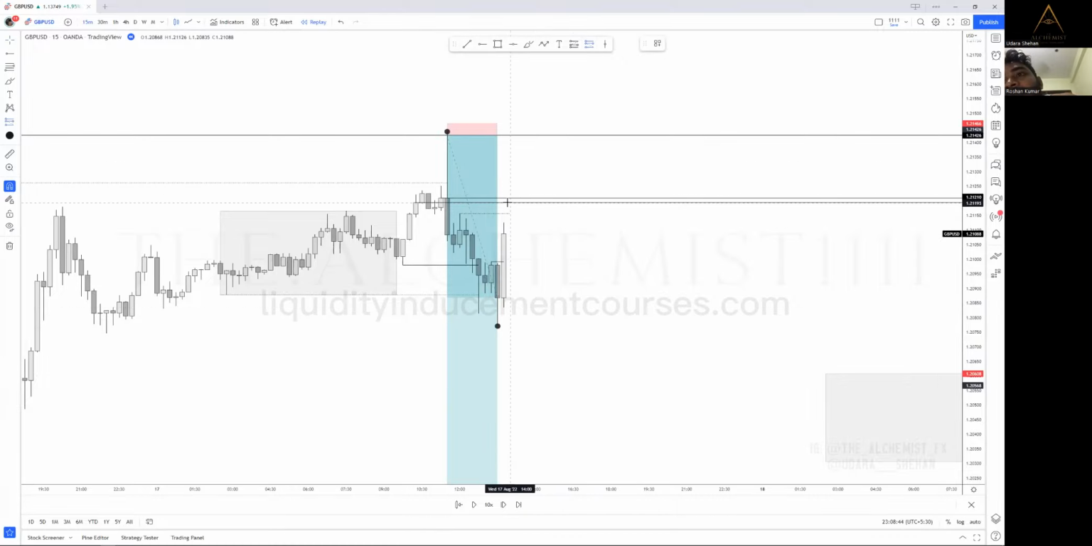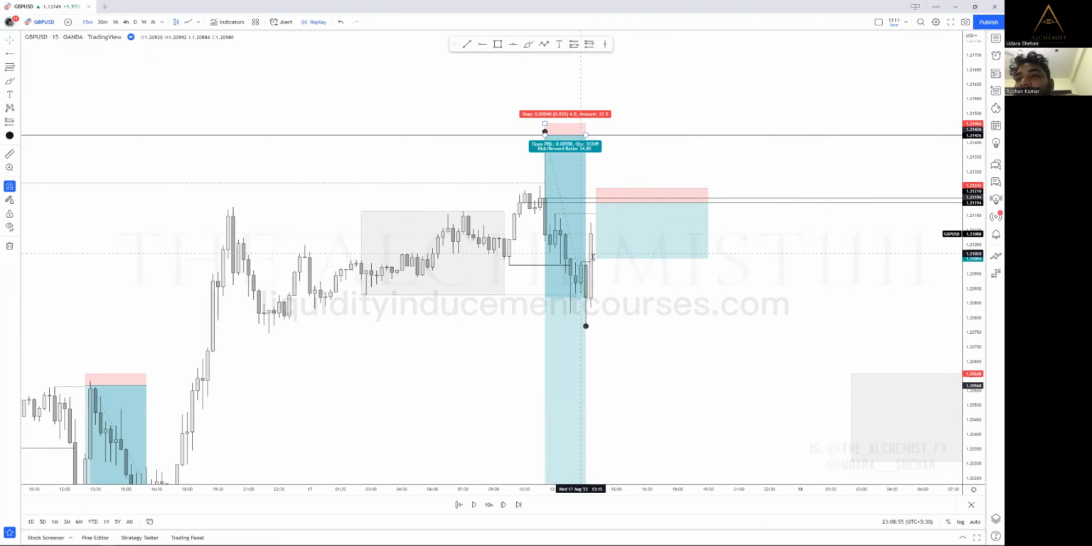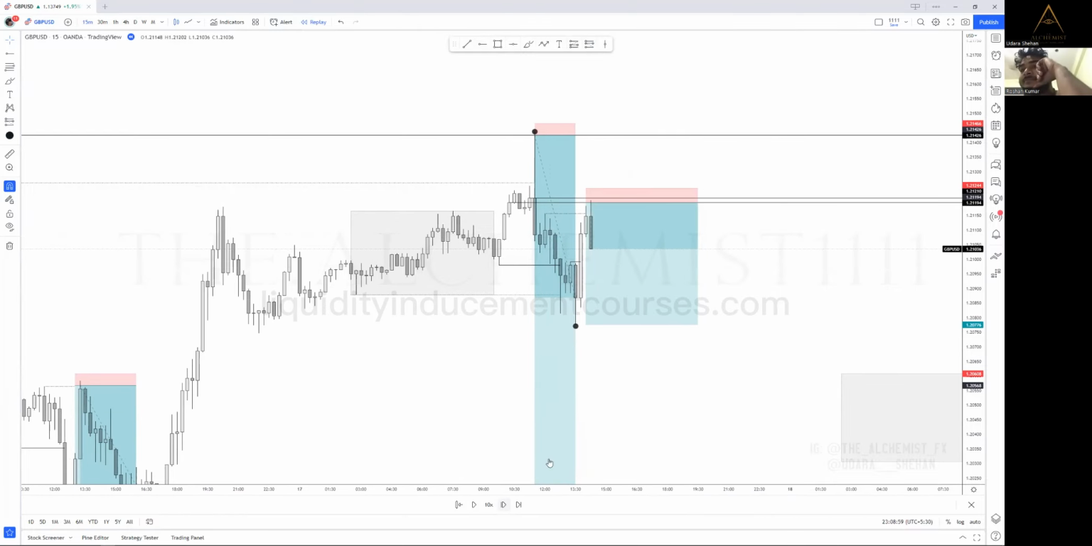This is what he has done: actually sell it. Selling it here, stop loss 5 pips above both the POIs. Can you understand that? 5 pips above both the POIs. First target here. Okay, so what happens? There it goes.